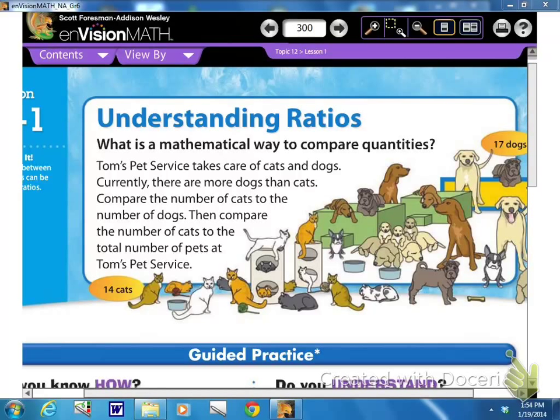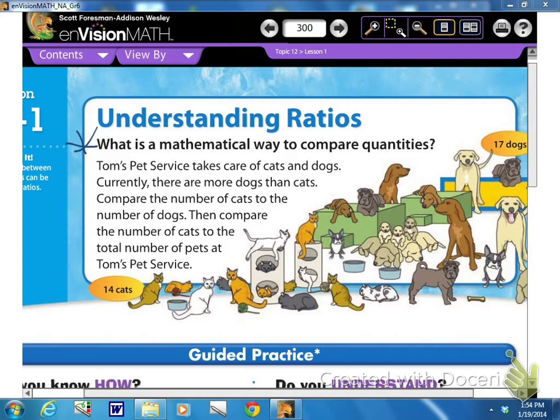Okay, we are looking at 12-1 on page 300 today. Understanding ratios. We're also going to be looking at 12-2. So, what is, right here, a mathematical way to compare quantities?